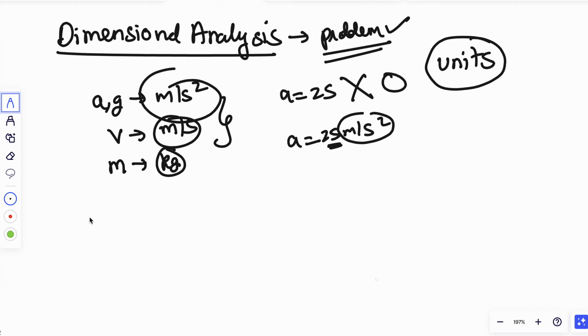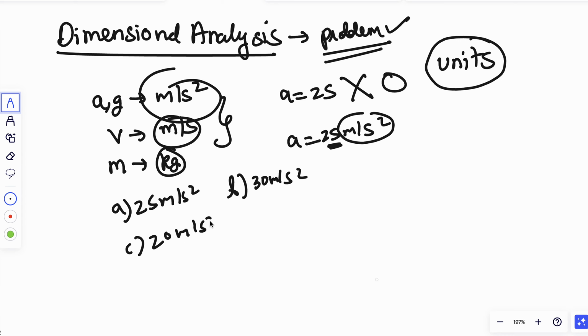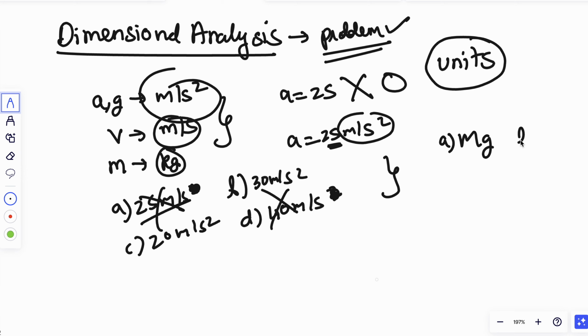Right now you might be thinking, okay, I understood this, but in entrance exams generally we get options like A is 25 meter per second square, B is 30 meter per second square, C is 20 meter per second square, D is 40 meter per second square. In entrance exams, no one will give you such silly options, where you can say this is incorrect, this is incorrect. So dimensional analysis will mostly come to your rescue where the options are in terms of variables.